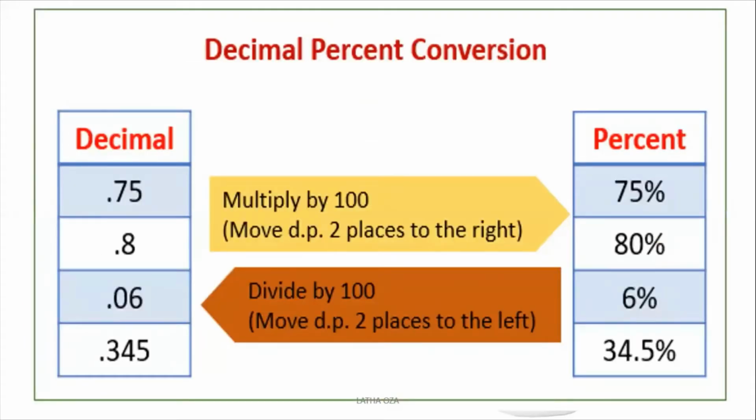Now decimal percent conversion is very simple. When we convert decimal to percent, we multiply by 100 and move the decimal point 2 places to the right. And when we convert percent to decimal, we divide by 100 and move 2 decimal places to the left. For example, 0.75 is equal to 75%, 0.8 is equal to 80%. Similarly, 6% is equal to 0.06 and 34.5% is equal to 0.345.